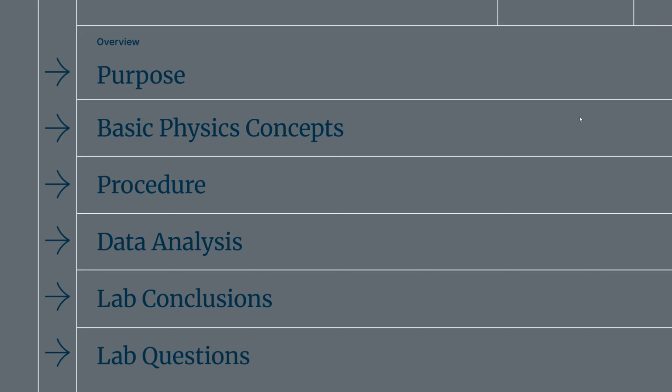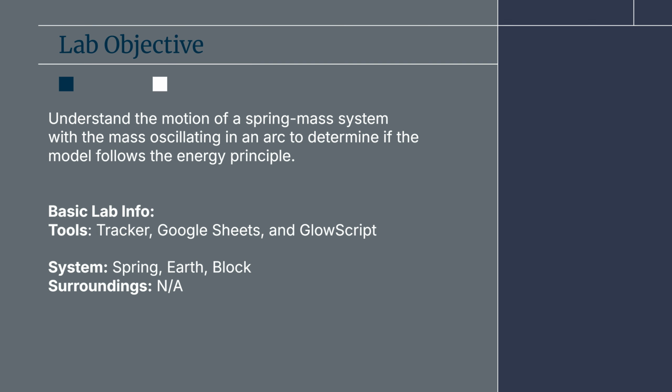Now, a quick overview of what we'll be going over today in this lab is the purpose behind the lab, basic physics concepts that one must know before coming to the lab themselves, procedures, the data analysis, conclusions, as well as lab questions. The main lab objective was to understand the motion of a spring mass system with the mass oscillating in an arc to determine if the model follows the energy principle.